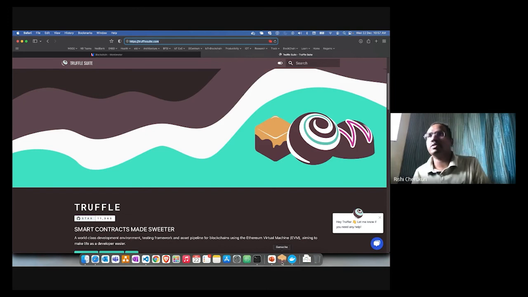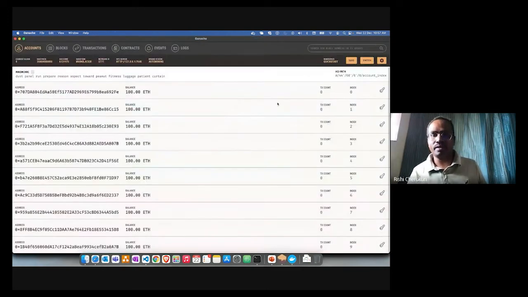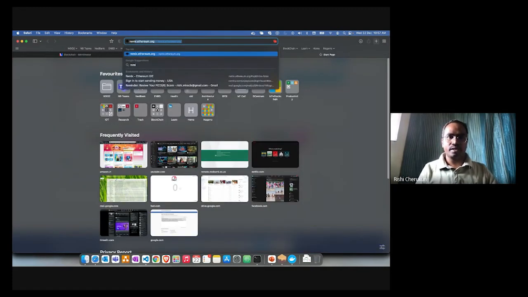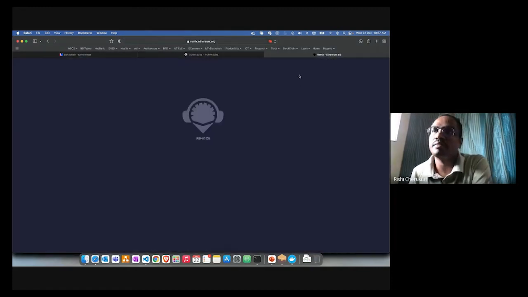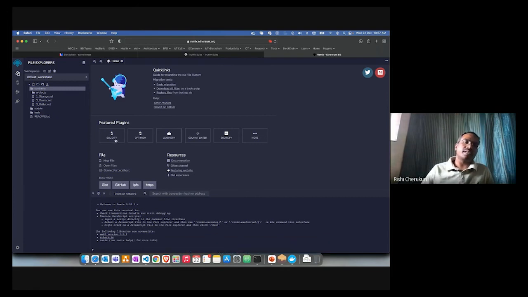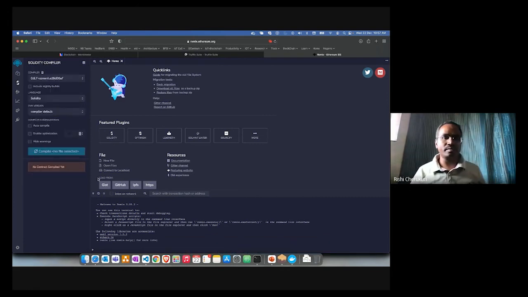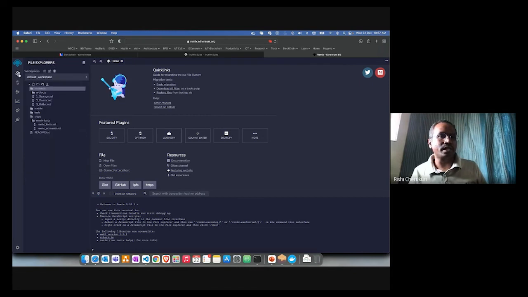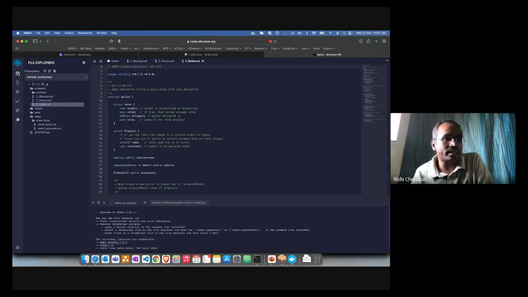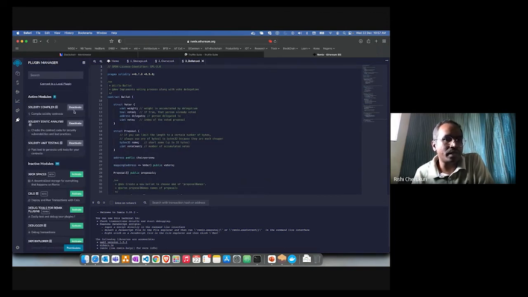Now, one other tool that's probably helpful to write smart contracts is Remix, remix.ethereum.com. It's a web-based IDE. Solidity is the language that's used here. Solidity is like a JavaScript-based language. You can write your smart contracts here, test them, and connect them to a Solidity compiler.